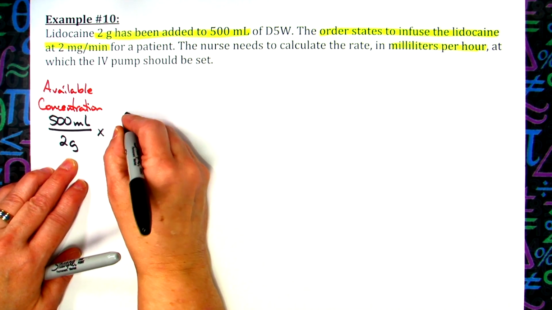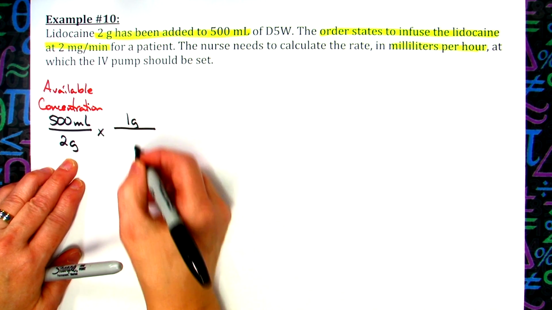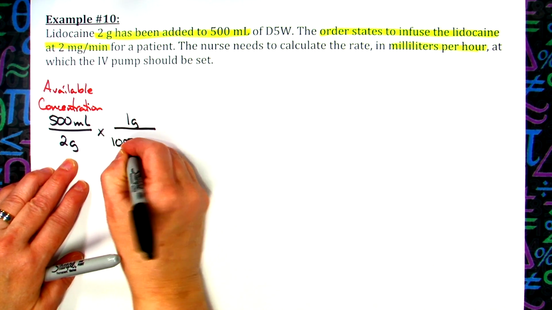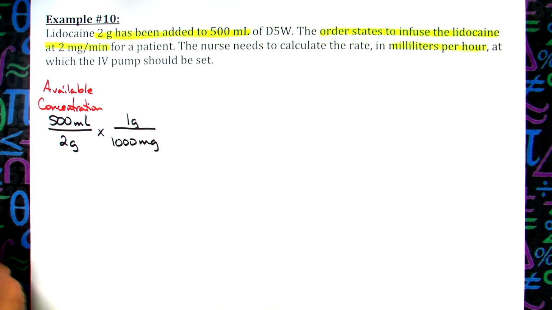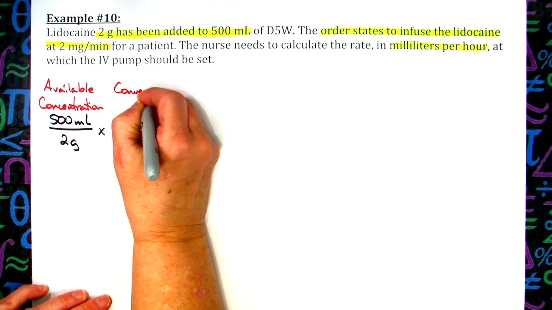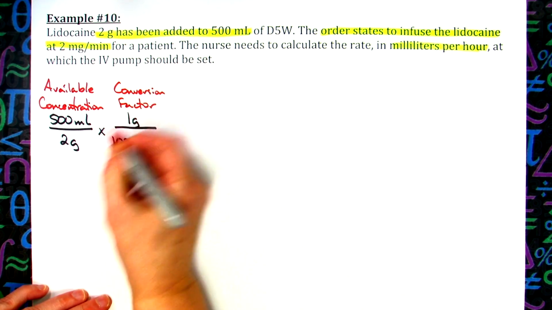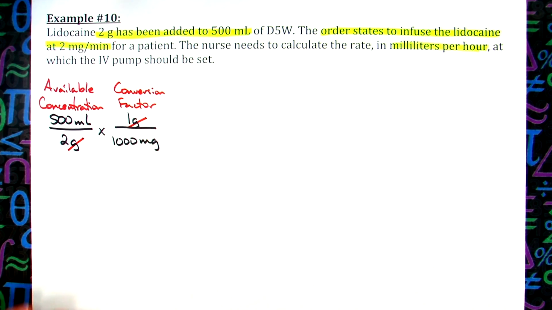So my conversion factor is going to be 1 gram on top so that the grams will cross out there, is equal to 1,000 milligrams. All right, so then that is a conversion factor that you have to have memorized. All right, I'm going to go ahead and cross out grams and grams.